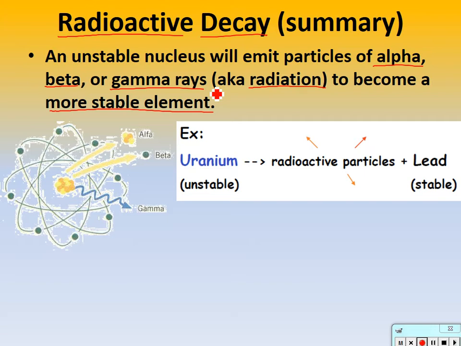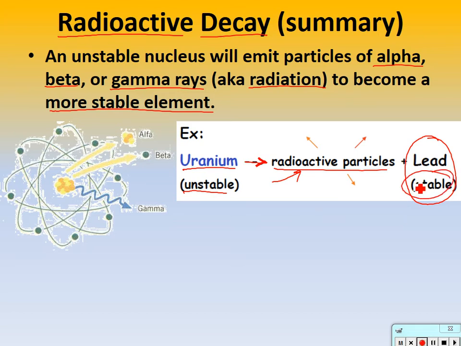So why would they give off radiation? To become more stable. If you look at uranium right here, it goes through some changes in the nucleus, because it's so unstable, it's going to give off these radioactive particles, either alpha, beta, and gamma rays. And who does it become? Lead. Is lead stable? Yeah. Lead is stable. So if it's unstable, it's going to give off radiation until it becomes stable.